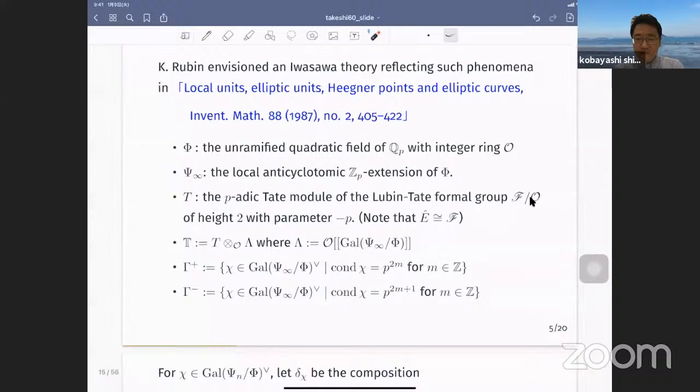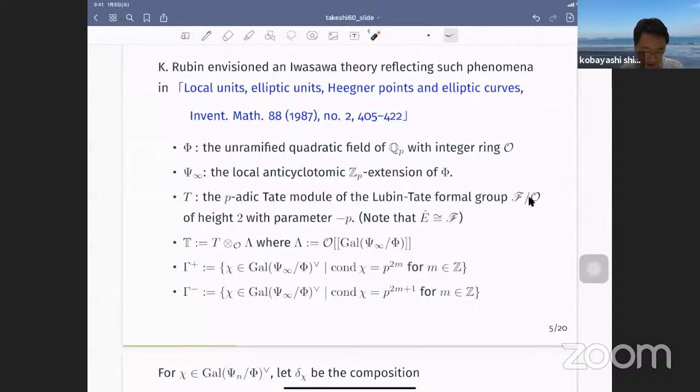So let φ be the unramified quadratic extension of Q_p with integer ring O. So φ is the completion of K at p. And φ_∞ is the local anticyclotomic Z_p-extension of φ. I use φ_∞ as the Z_p^2 extension. So φ_∞ is the local anticyclotomic Z_p-extension in my talk.